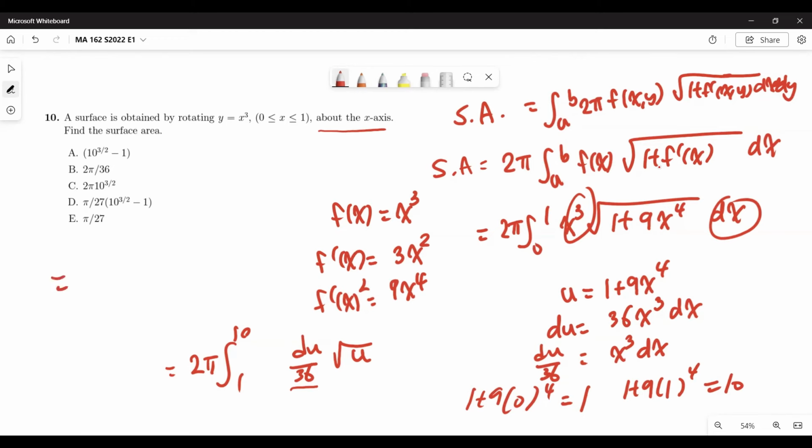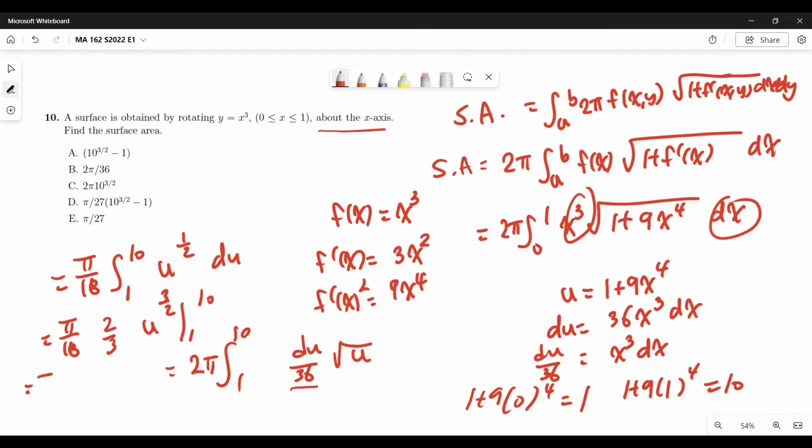So let's take the 36 out. So pi over 18, 1 to 10, u^(1/2) du. This becomes pi over 18, u^(3/2) over 3/2, my bad, times 2 over 3, 1 to 10. So if you do the calculation, wait, this becomes pi over 27, and 10^(3/2) minus 1. So that's the answer, which is D.